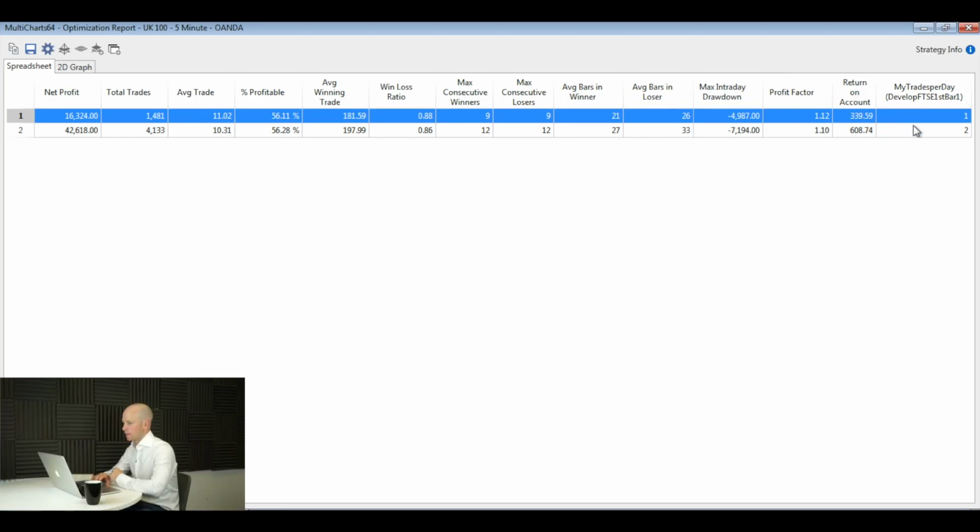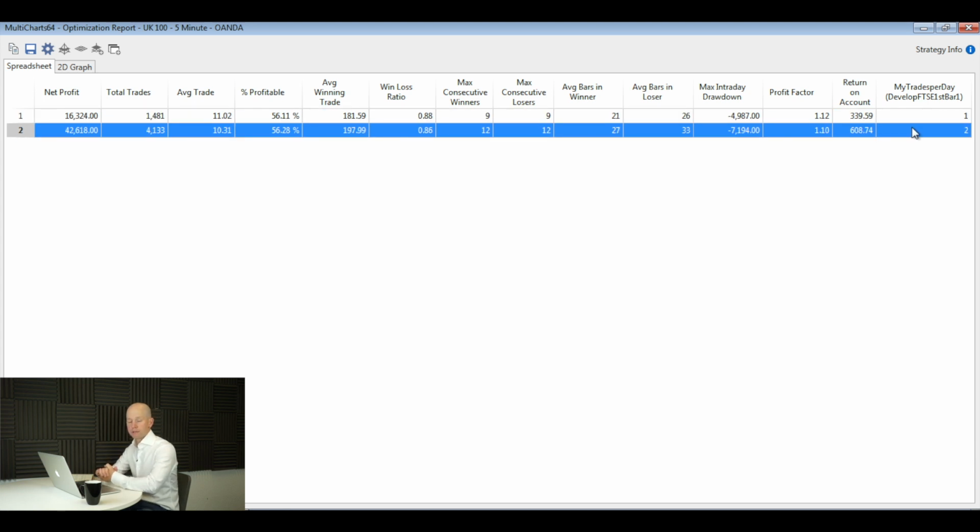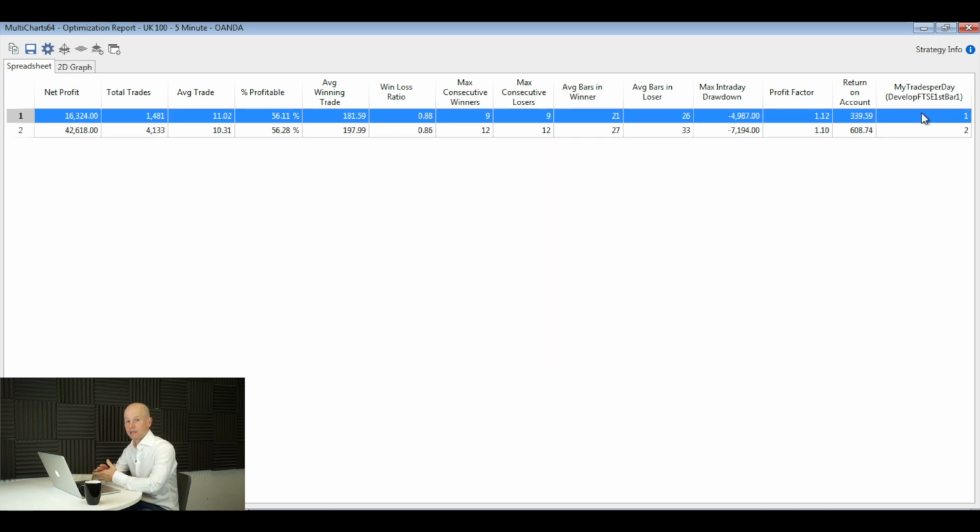And trades per day is literally 1 and 2. Now, the way I've programmed it, 2 trades per day is the one that is taking 2 trades a day, the one we've looked at so far. 1 trade per day, that's literally just taking that second trade, not the first trade, but the second trade. And you can see, look, it takes way fewer trades, only 1,400 trades, as opposed to over 4,000 trades. Net profit's way lower because we're taking way fewer trades. However, the quality of the trade is ever so slightly better. We're looking at an average trade of 11 rather than 10.